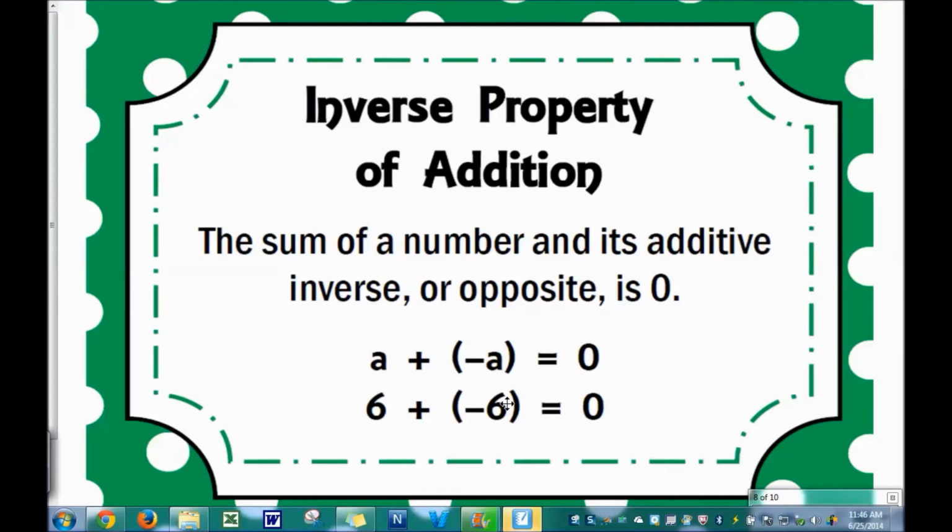Now here's the inverse property that I was kind of alluding to. The sum of a number and its additive inverse, or its opposite, is 0. If I have a plus negative a, it's going to be 0. Because if I had 6 plus negative 6, that is going to equal 0. Think of it this way. I have $6 in my pocket. That's positive 6. If I combine with that $6 of debt, meaning I owe my mom $6, well, really when I combine the $6 in my pocket with my $6 in debt, I end up with $0.